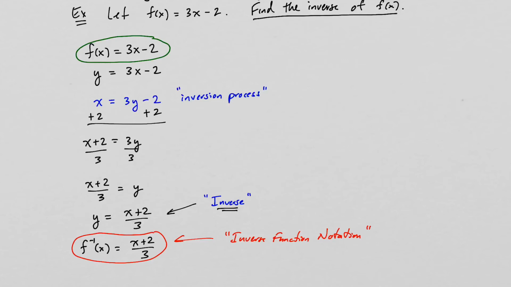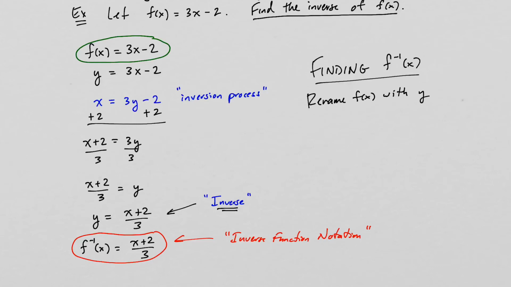Okay, but again, the procedure is very simple. Let's summarize it. So let's talk about the process for finding f inverse of x. First of all, we're going to rename f of x with y. In other words, we take our original function f of x and we replace f of x with y.